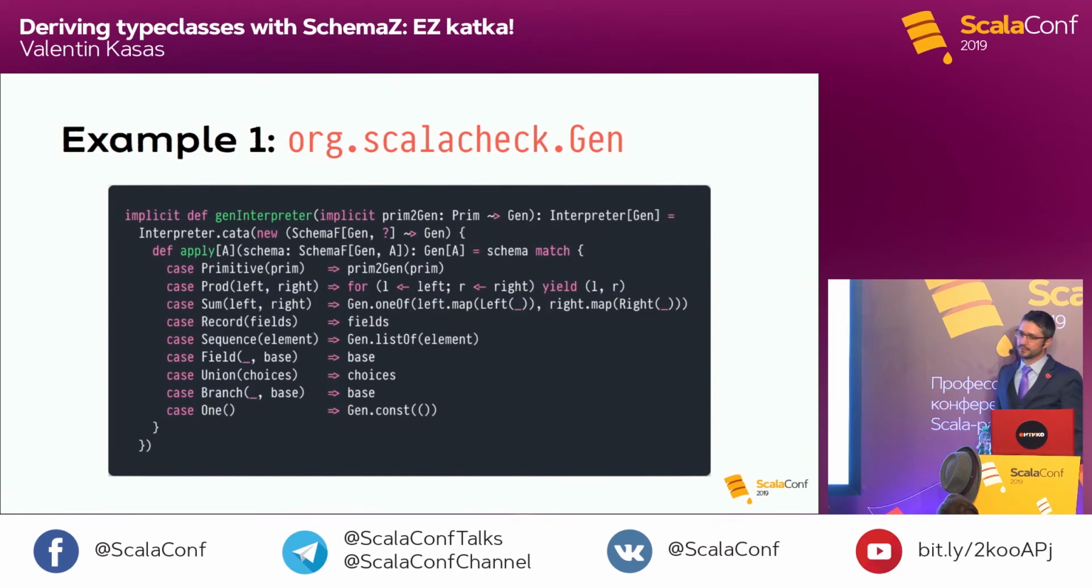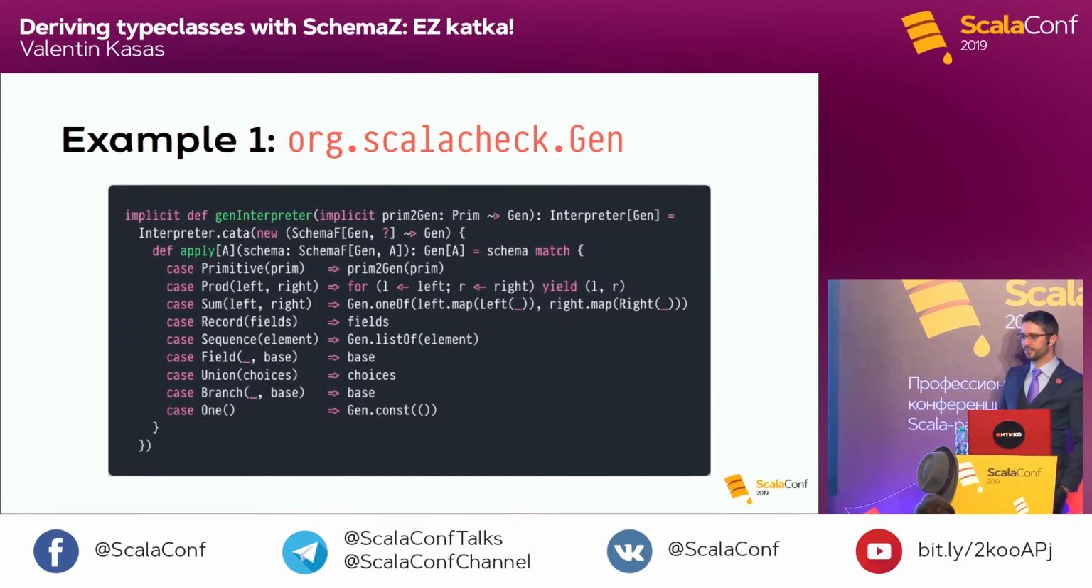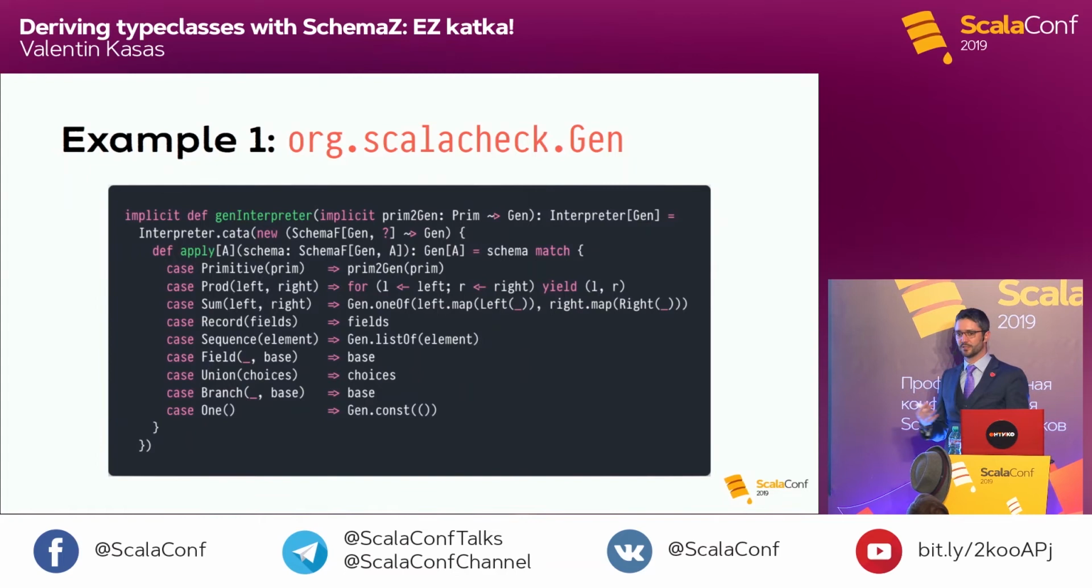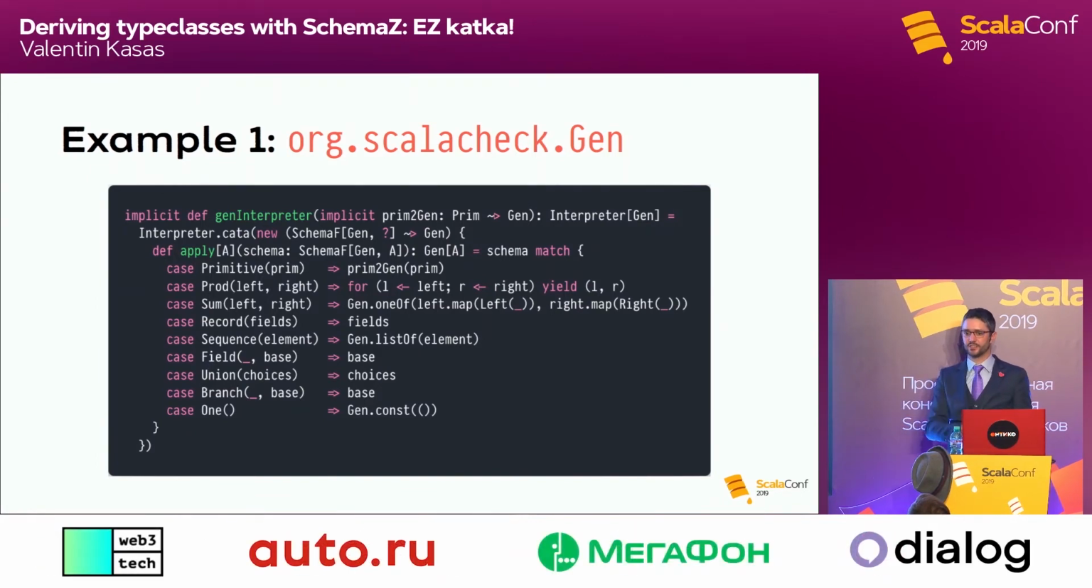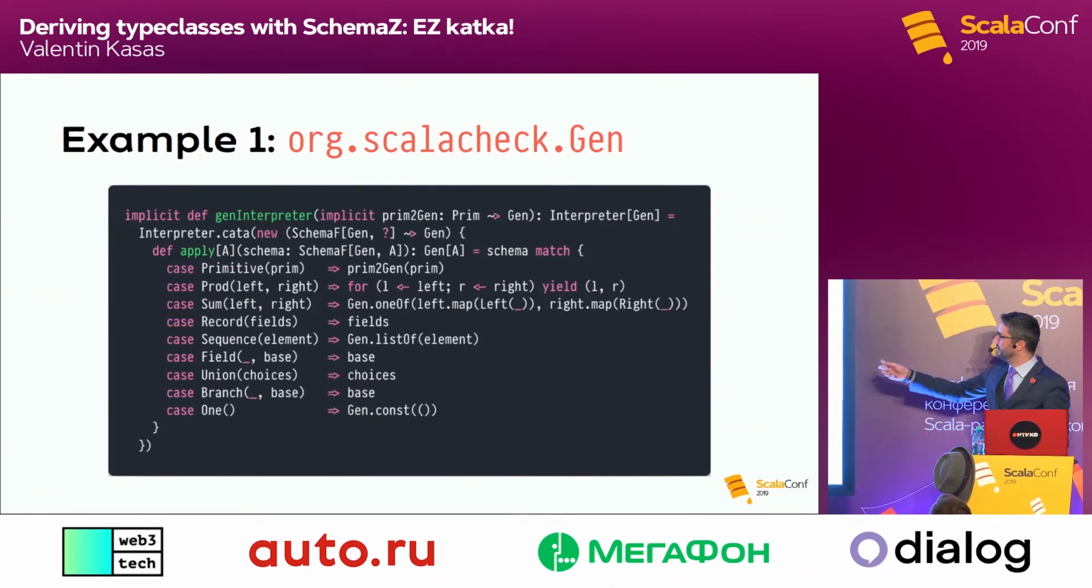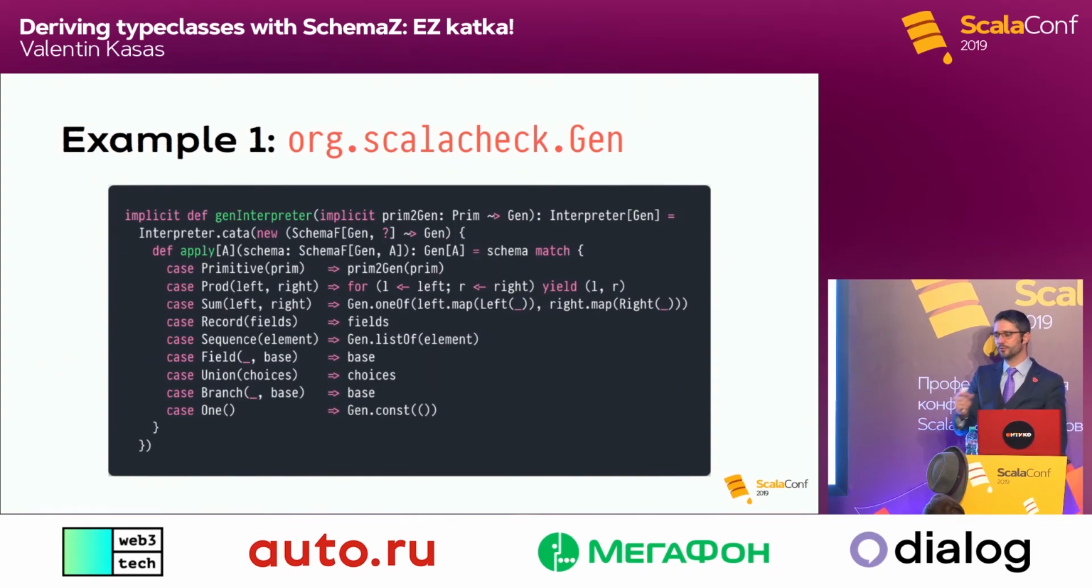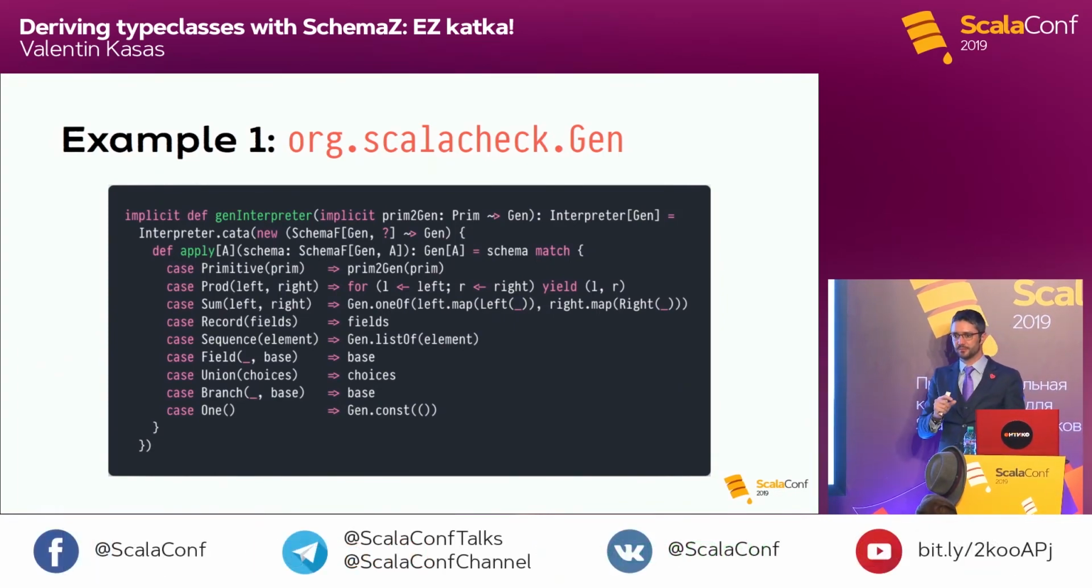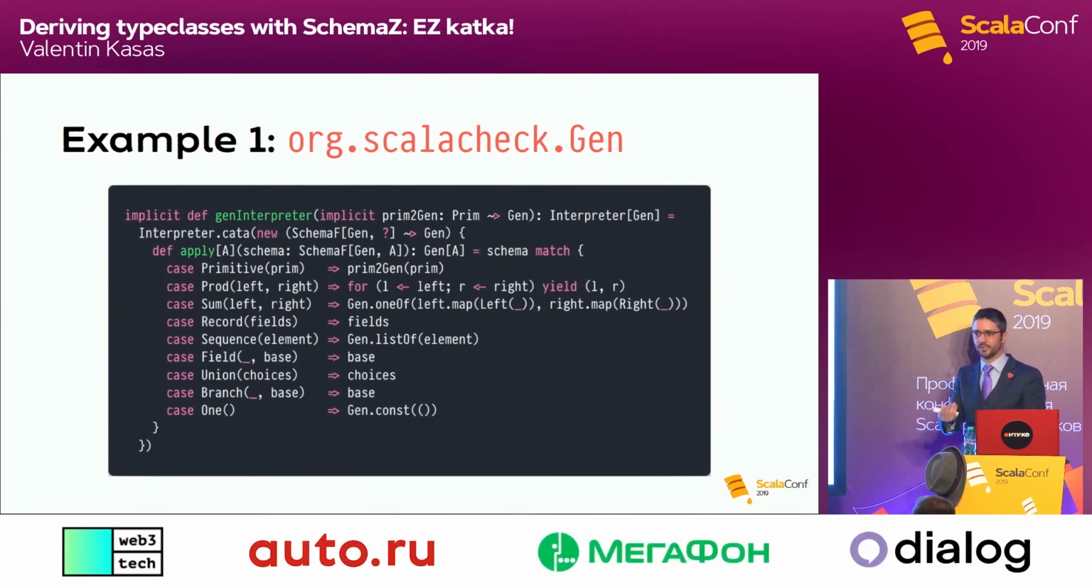So let's implement a derivation for ScalaCheck Gen. So something that will give me a ScalaCheck generator for any possible type that has a schema. Well, I need some way to generate my primitive types, because SchemaZ doesn't know your primitive types, so you have to give me that. And then it's really simple. For a primitive, I use the natural transformation you give me, the prim to gen.